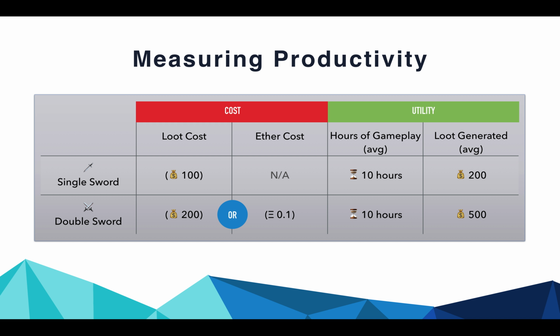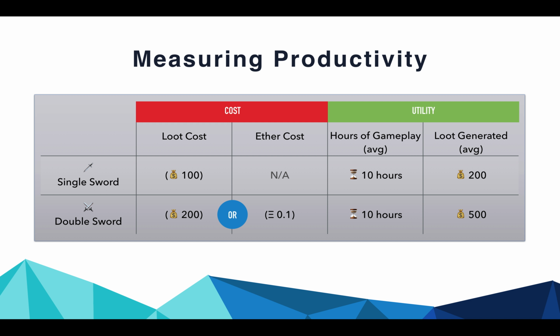We have a single sword and we have a double sword. We can see that the single sword can be purchased for 100 loot, and on average, over the course of 10 hours of gameplay, you can be expected to generate 200 more loot using that sword in battle.